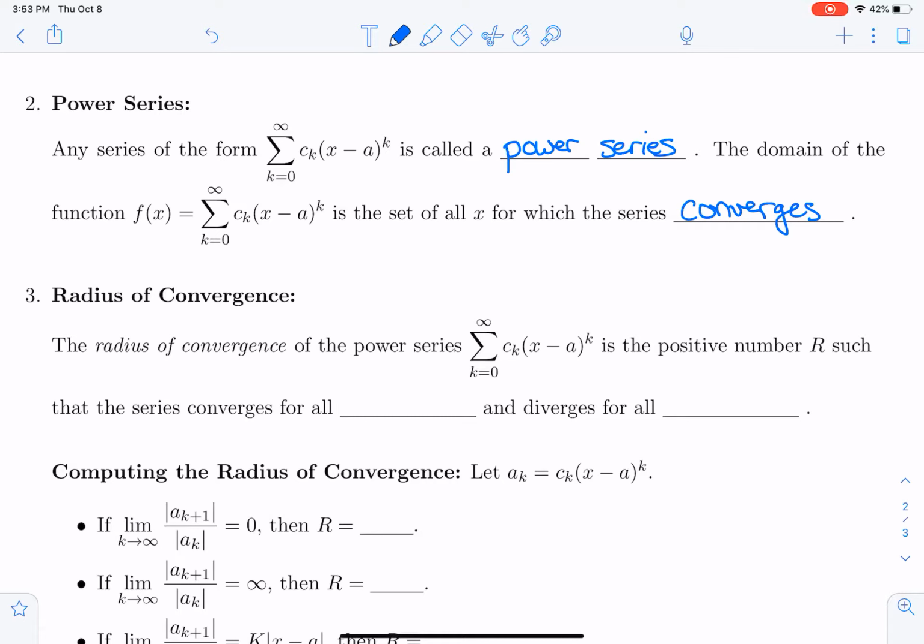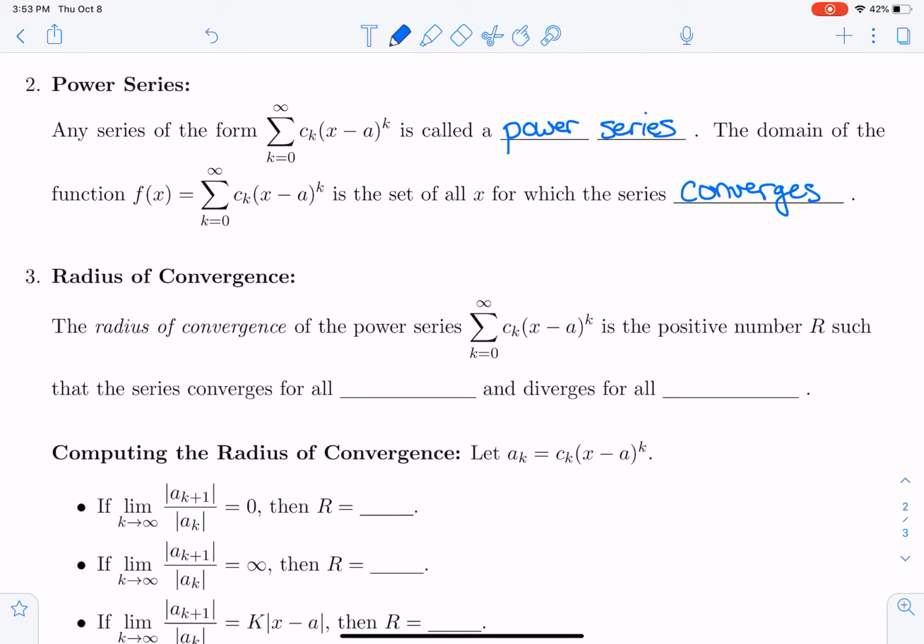Now I'm going to define what's called the radius of convergence. The radius of convergence of this power series is the positive number r such that the series converges for all x with the absolute value of x minus a less than r, and diverges for all x with the absolute value of x minus a greater than r. And we saw that we were able to determine a radius of convergence in our previous example.